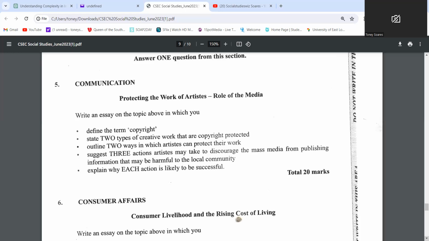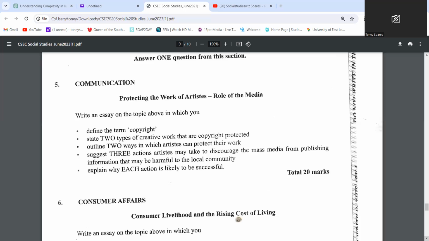All right, let's look at how artists can help to discourage the mass media from publishing information that may be harmful to the local community. One of the things that they can do is engage in dialogue. Artists can initiate dialogues with media outlets, journalists, and editors to discuss the potential harmful effects of certain types of information on the local community. Then in the justification now, you are going to say this is likely to be successful because if artists highlight the repercussions and offer alternative perspectives, they can encourage responsible reporting because the media can see the danger of irresponsible reporting. Justification.